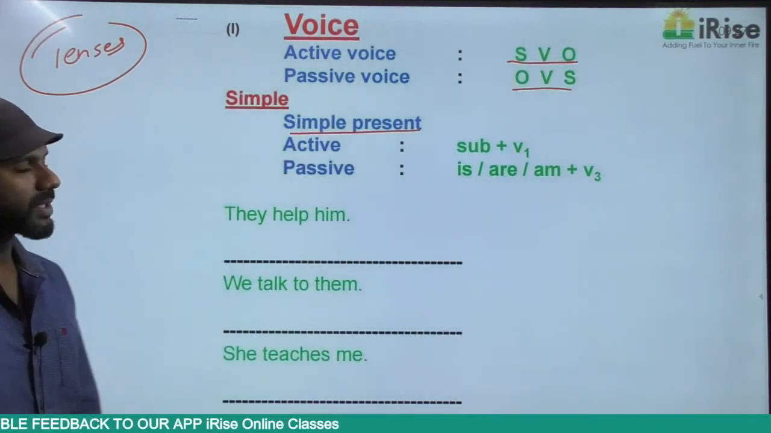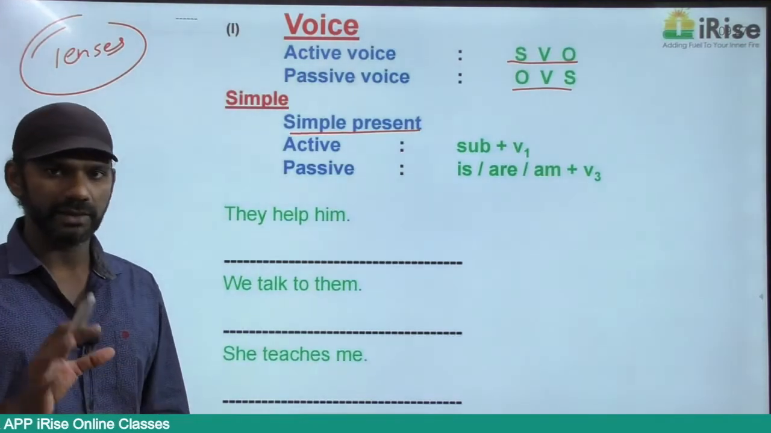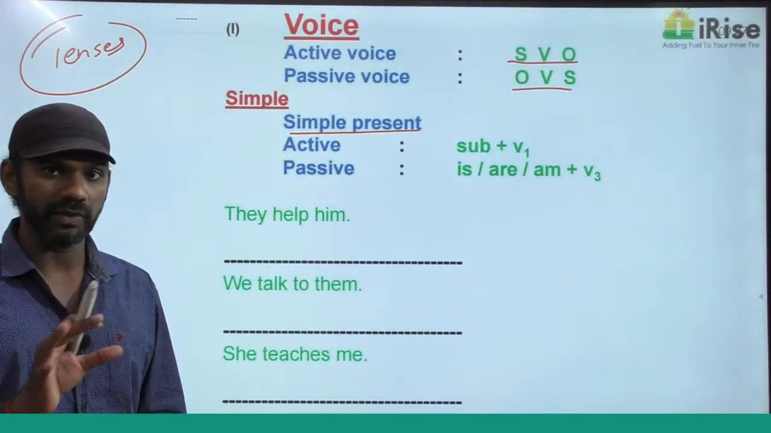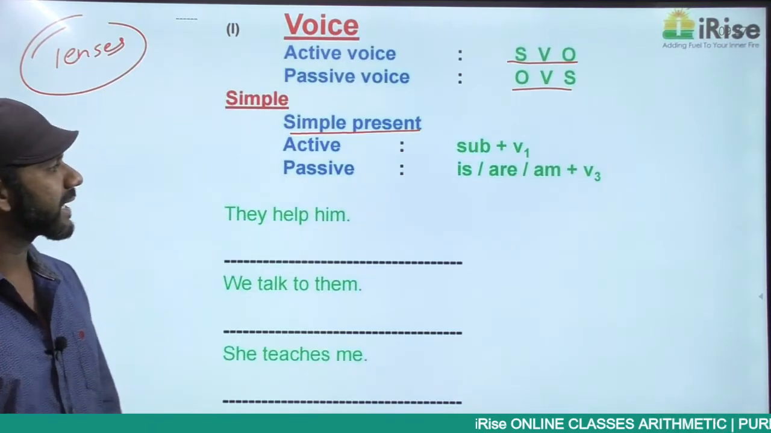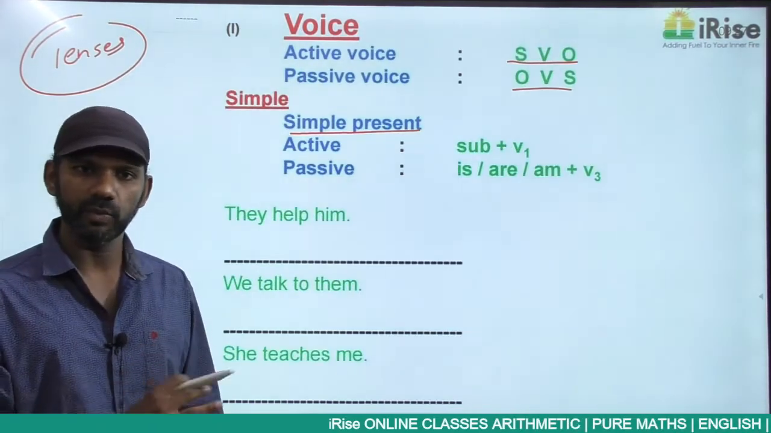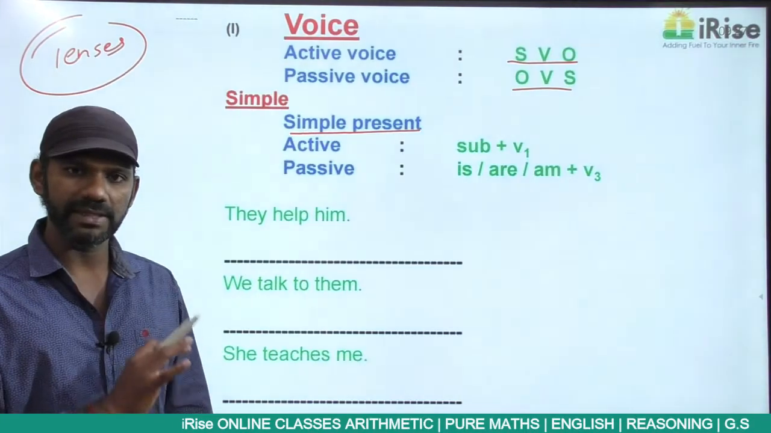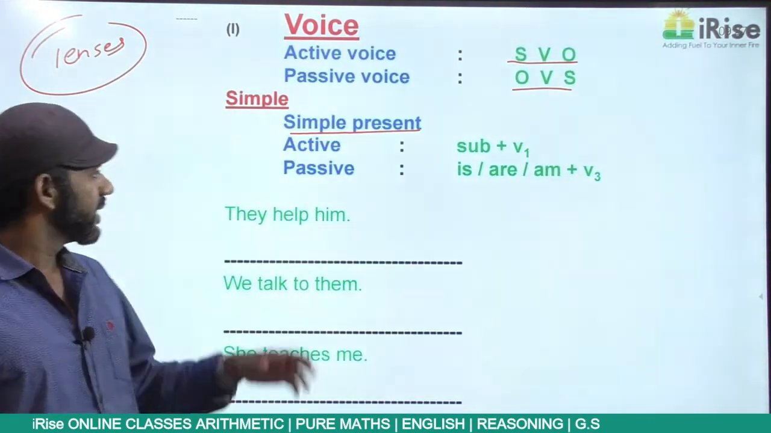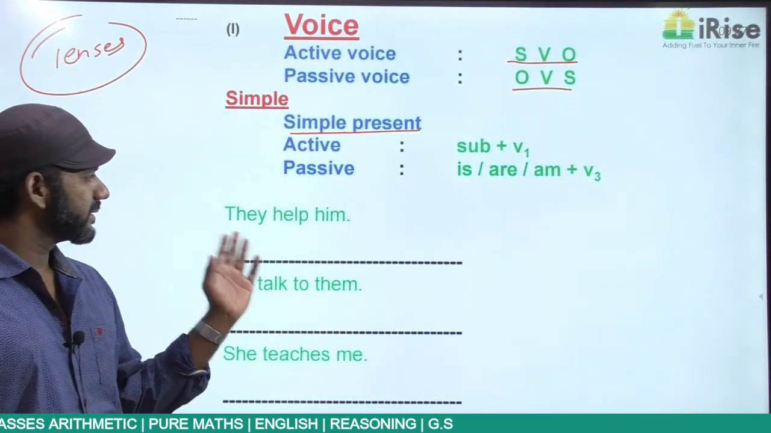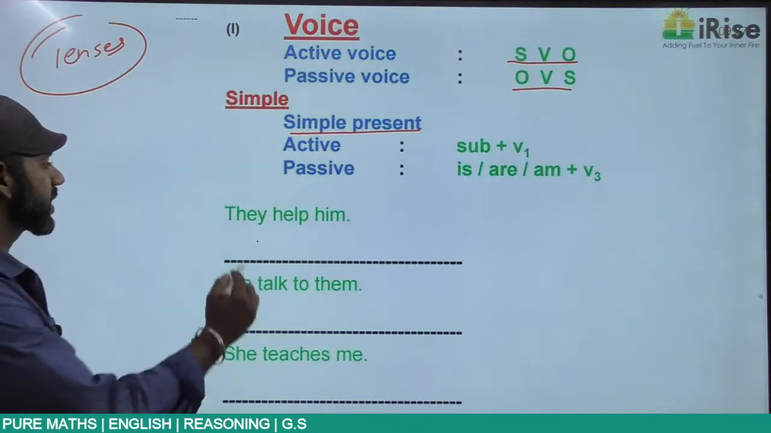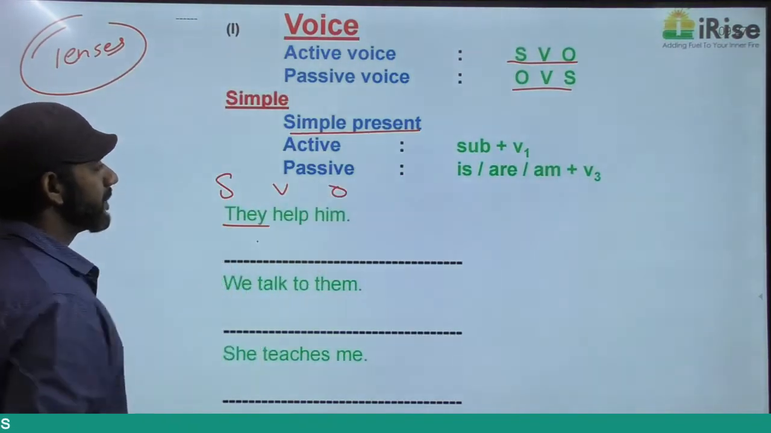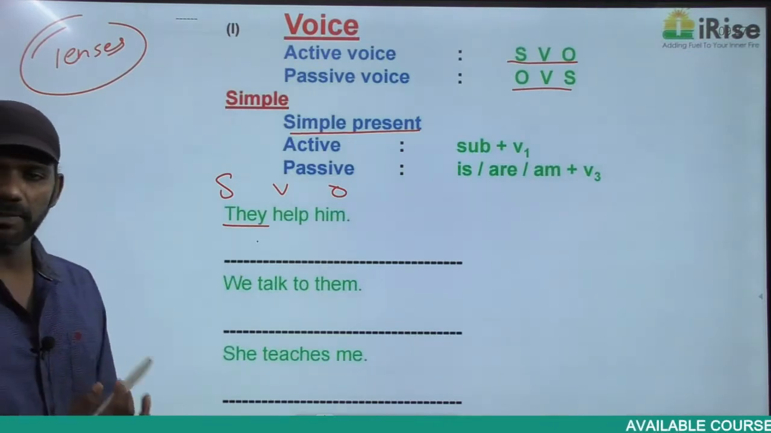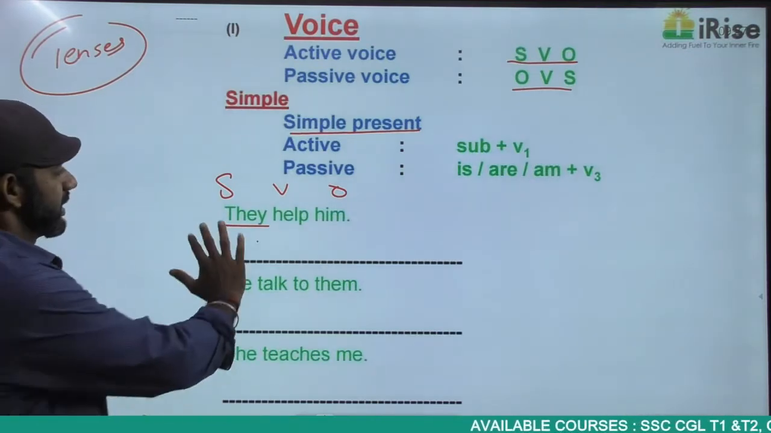You know really well the structures in the active voice, what we discussed in tenses. The structure of simple present tense in the active voice is subject plus V1. Subject plus V1 is simple present active voice. Now come to these sentences. They help him. The subject here is they, help is the verb here, him is the object. Subject, verb, object, active voice.